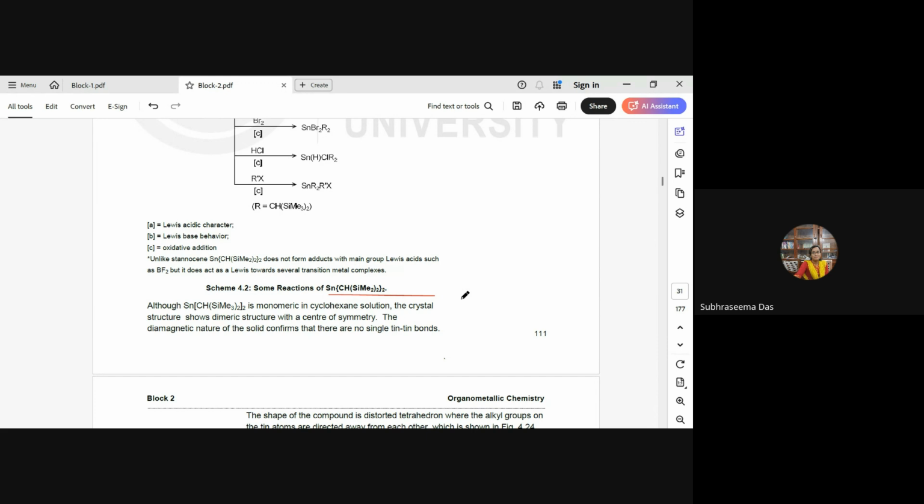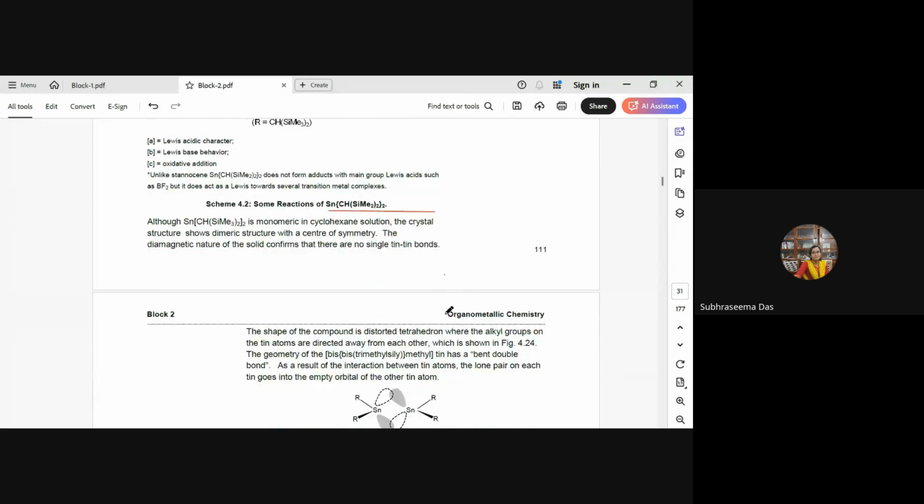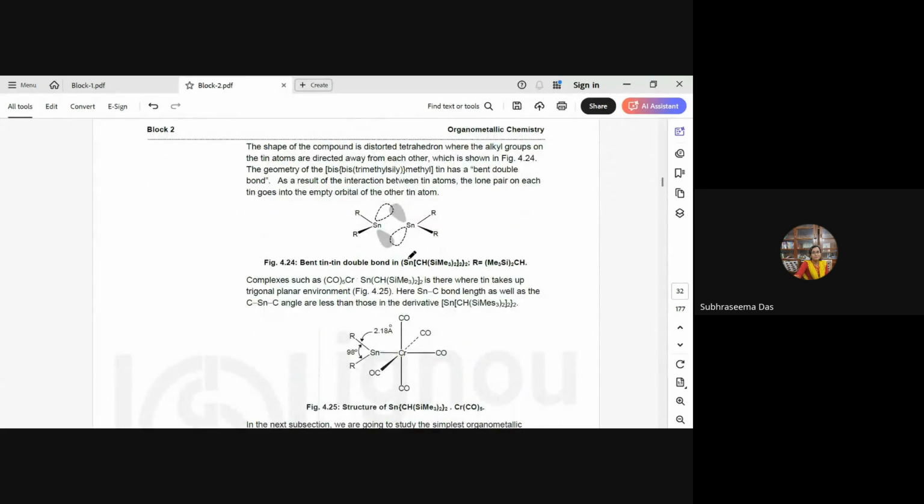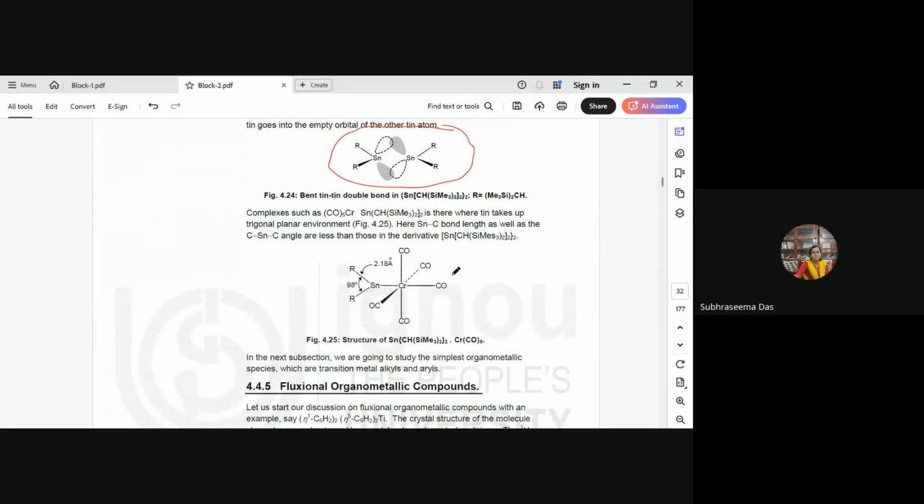Although this is a monomer, the crystal shows that it has a center of symmetry. The shape of the compound is distorted, as you can see from this structure, where the alkyl groups on the tin atoms are directed away from each other. As a result, a bent double bond is observed here, in R[Me3Si]2CH. Then complexes such as (CO)5Cr-Sn[CH(SiMe3)2]2, where the tin takes up a trigonal environment. Here we can see in figure 4 that the tin is present in a TBP structure.